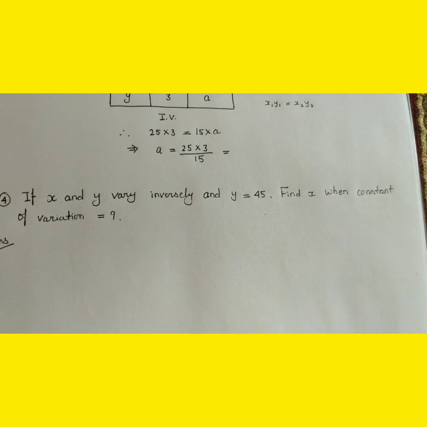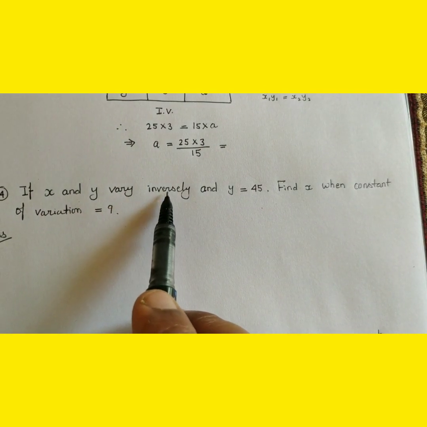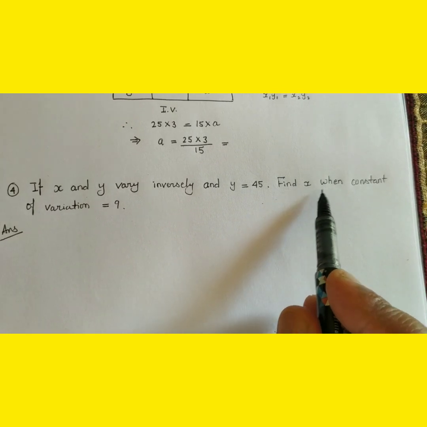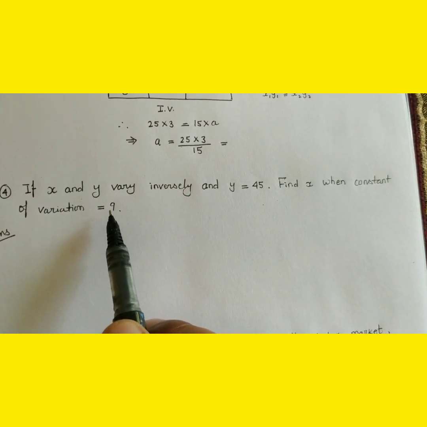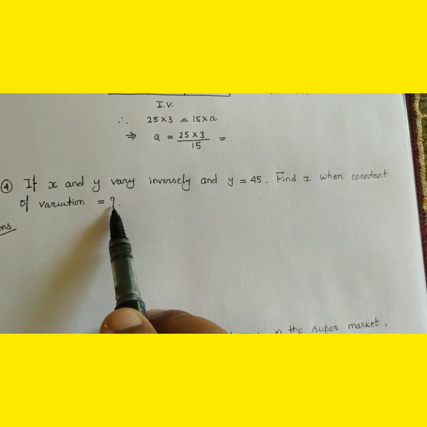Question number 4. If x and y vary inversely and y is equal to 45, find x when constant of variation is 9. Here you are given the constant of variation, that means xy is given, x into y is equal to 9.